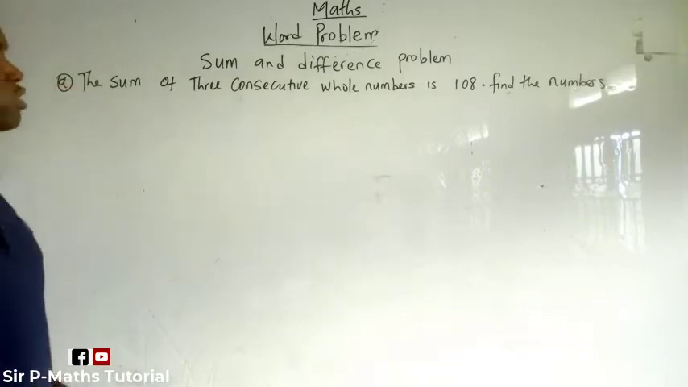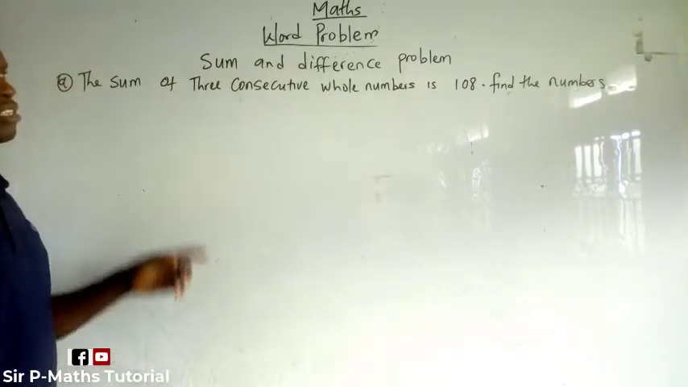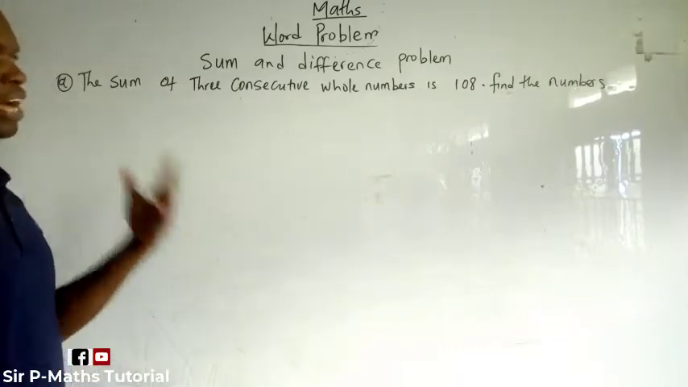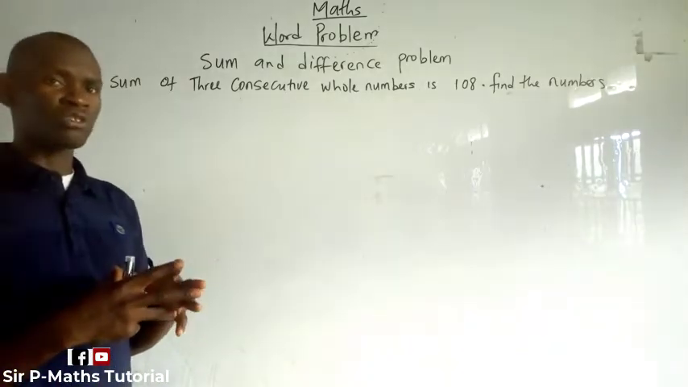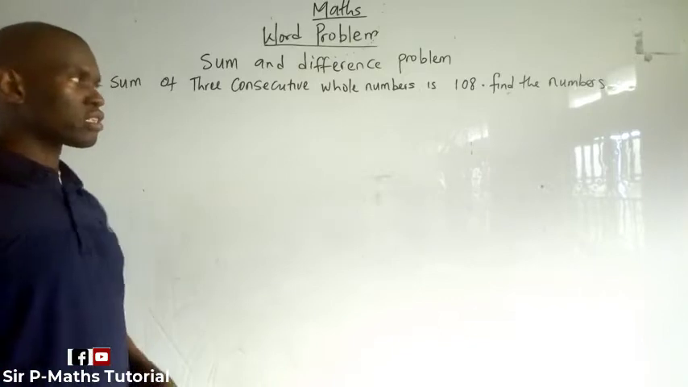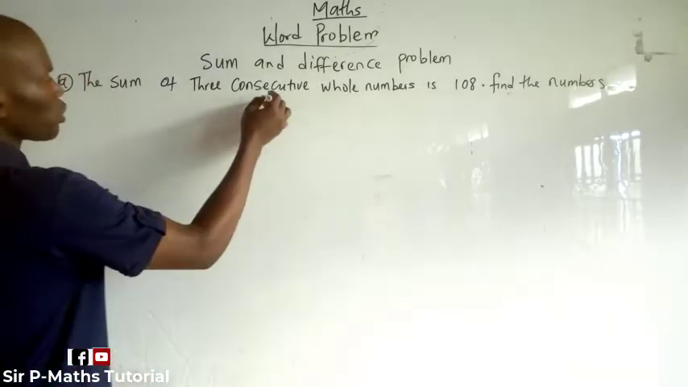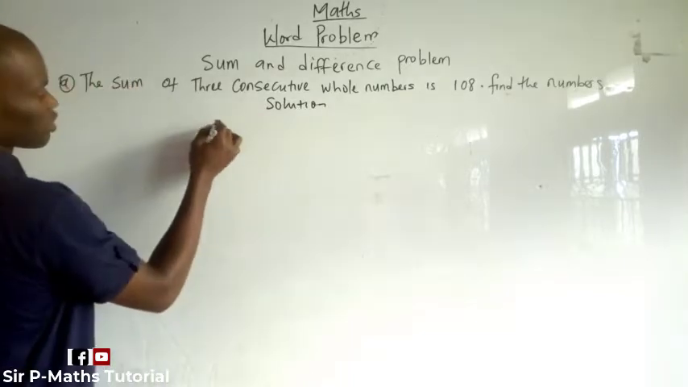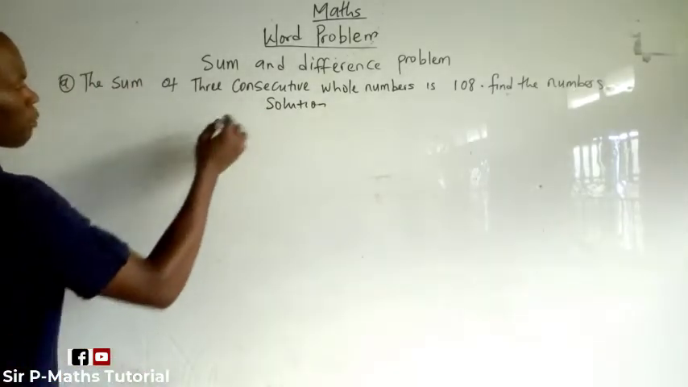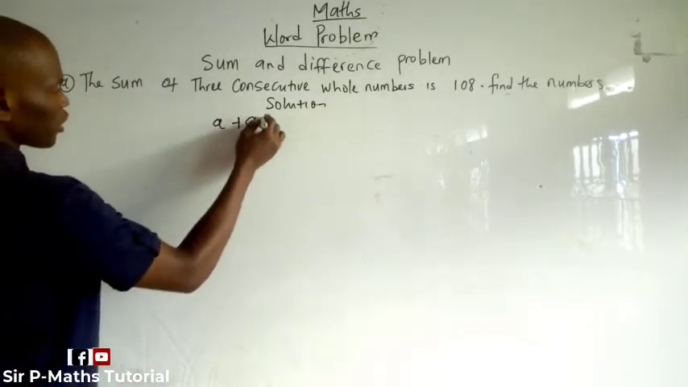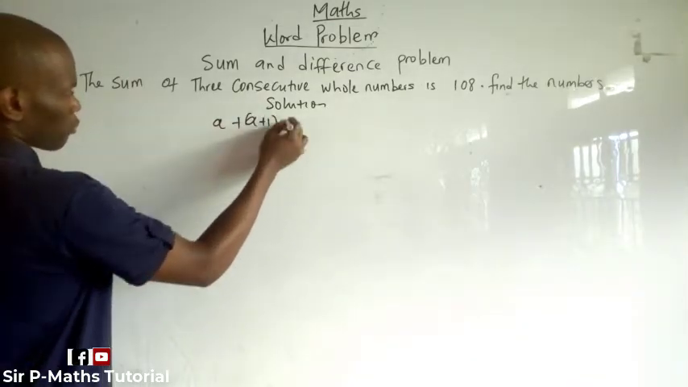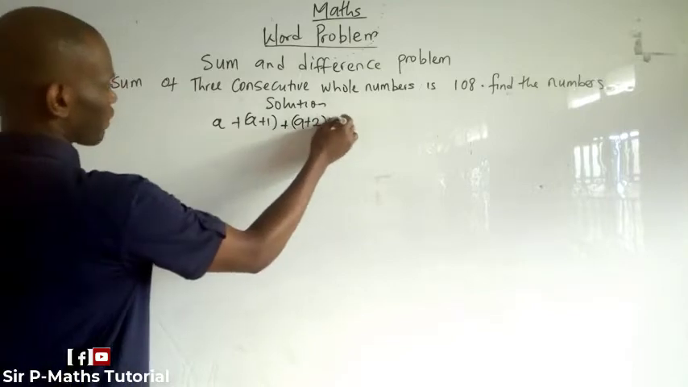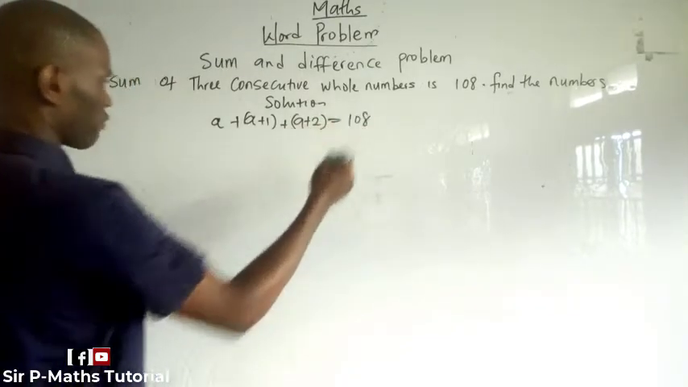The sum of three consecutive whole numbers is 108. Find the numbers. We have three consecutive numbers. When we add three of them, we have 108. So which numbers are that? We don't know. Therefore, let the first number be a, plus another number, let's say a plus 1, plus another number a plus 2. If I add these three numbers, I will have 108.